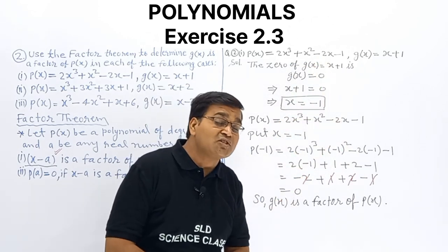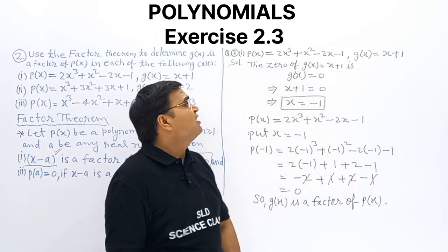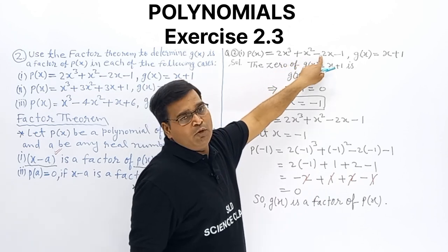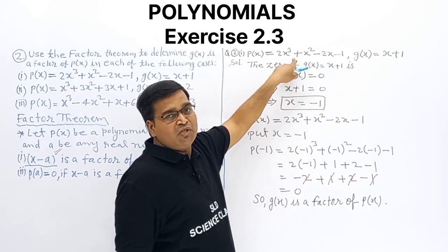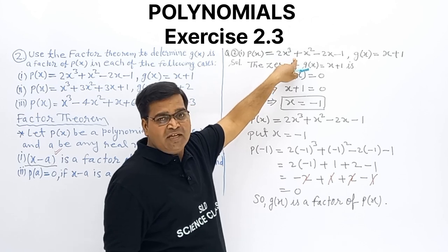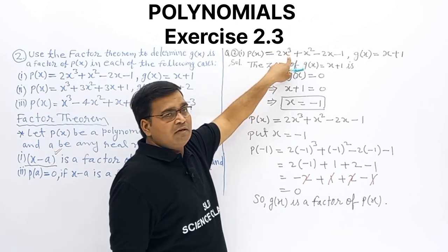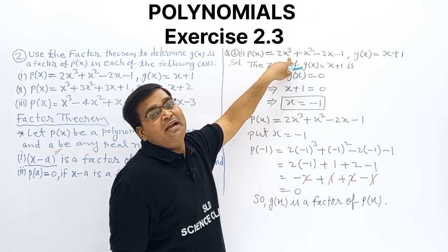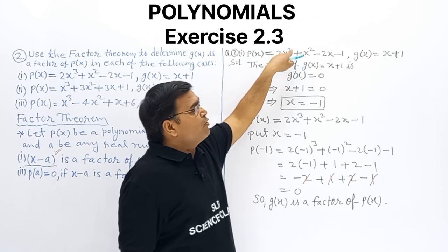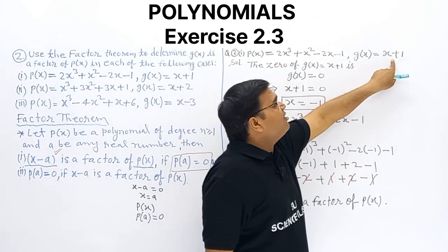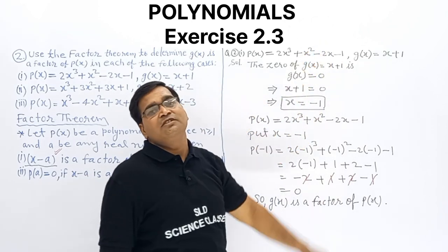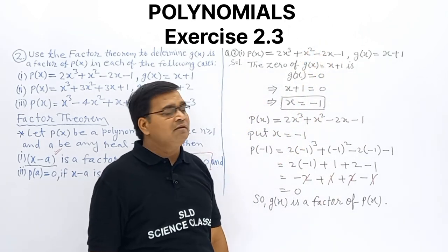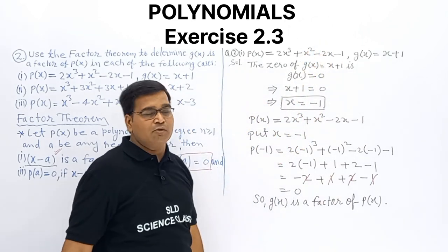How many factors does this polynomial have? This is a cubic polynomial. Observe, its maximum power of the variable is 3. So its degree will be 3. So it is having 3 factors. Out of these we are having this one. So this one is the correct factor of this polynomial. Now I am taking the next question.